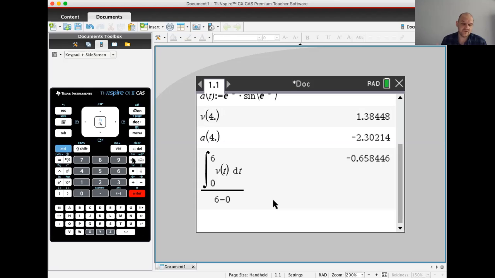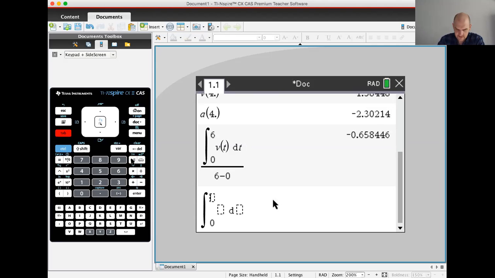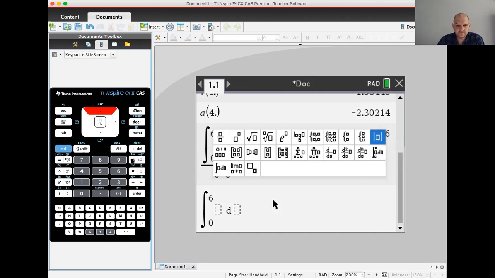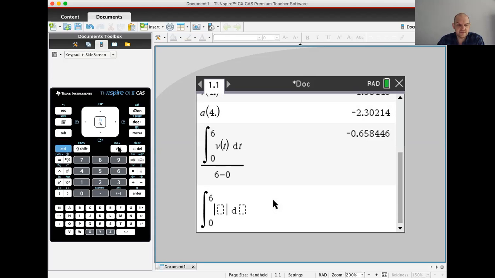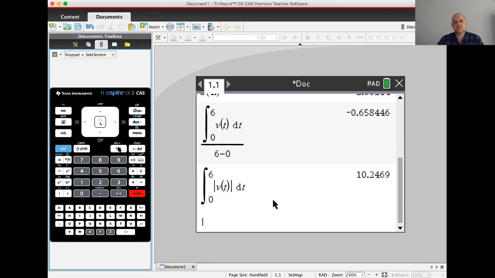Speed is the absolute value of velocity, so we are going to do the integral from 0 to 6 of the absolute value of v of t. So I'm doing this very slowly; these are the buttons you should be pressing. If you're not sure, rewind and watch that again.